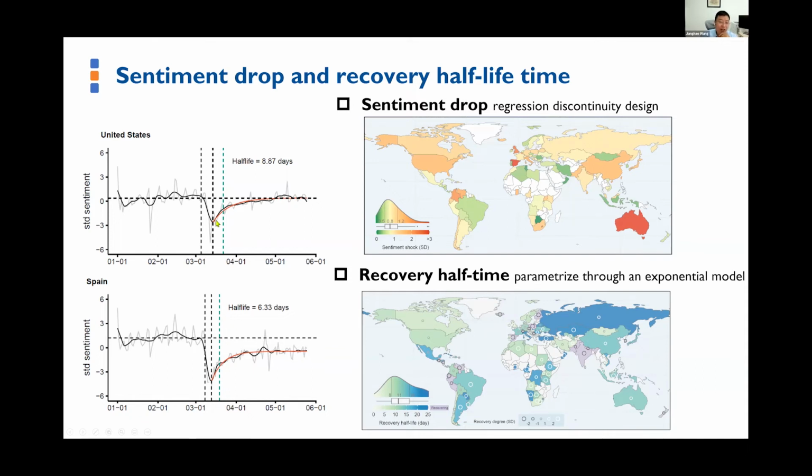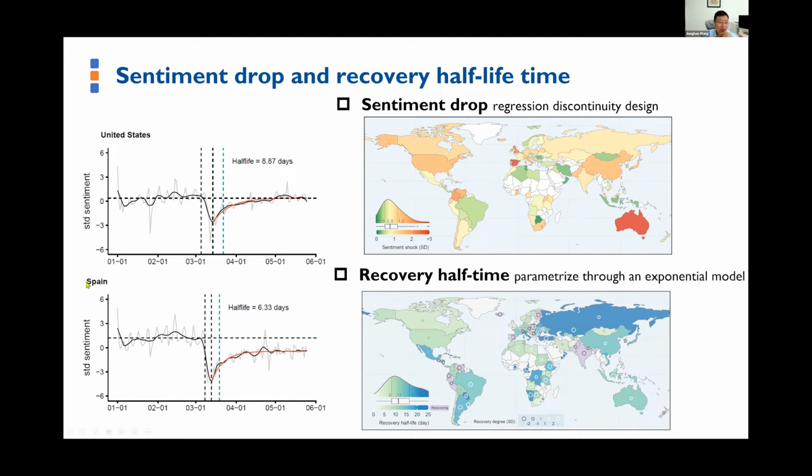And then we define the second index, sentiment recovery half-life. Here we also take the USA as an example. When the sentiment reaches the lowest, it will recover, like a natural pattern. Most countries follow exponential functions. So we define the half-life as their sentiment recovery index. For example, for the USA, after 8.87 days, it will recover to half of its normal state.